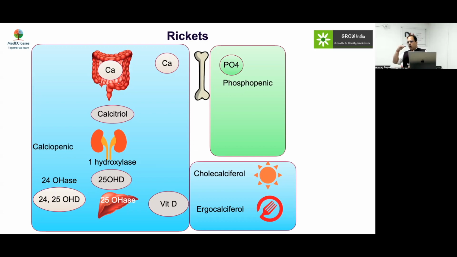But remember, all forms of rickets are ultimately phosphopenic, because if you have calcium deficiency, your parathyroid hormone will go up. And as soon as your parathyroid hormone goes up, you will lose phosphorus in the urine. So everybody with rickets should have a low phosphorus, and that's an important distinguishing point. If your phosphorus is high with rickets, there are only two conditions you're thinking of: renal failure or a pseudohypoparathyroidism.